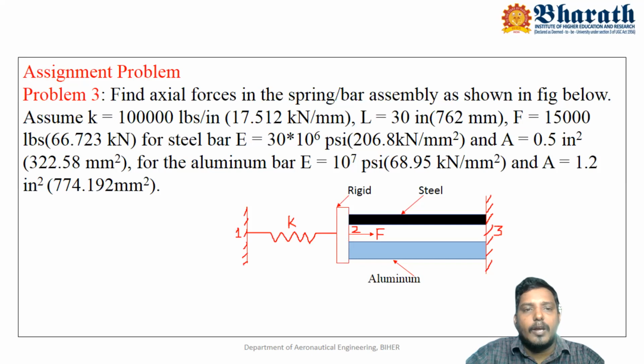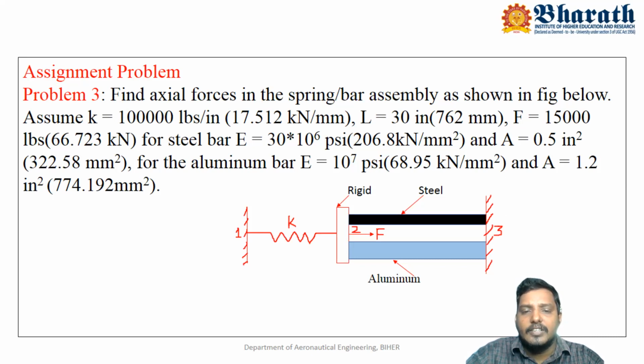Then I gave one assignment problem: find the axial force in the spring bar assembly as shown in the figure. Assume K is equal to 1 lakh pounds per inch, L equal to 30 inches. The force applied at the rigid body is 15,000 pounds. For steel, the Young's modulus E is equal to 30 into 10 power 6 pounds per square inch, and the area is 0.5 square inches. For the aluminum bar, E is equal to 10 power 7 pounds per square inch, and A is equal to 1.2 square inches.